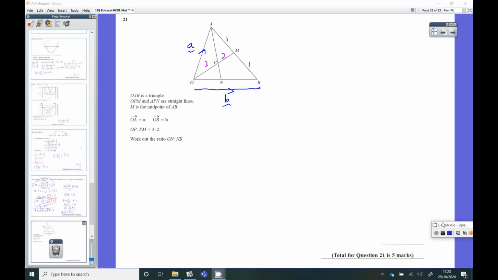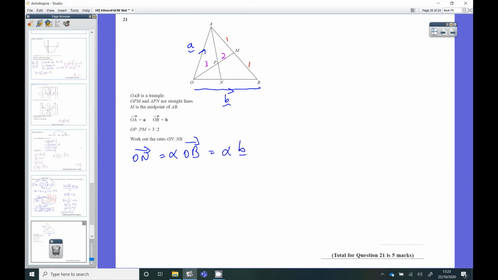Okay, now we're being asked to work out the ratio of ON to NB. Now what do we know about ON? So let's just think about ON. If we can work out what ON is, then we're most of the way there. Now what we do know about ON is that it is some unknown multiple of OB. Okay, let's go and call that some unknown multiple alpha. So it's some unknown multiple of the vector from O to B, and obviously the vector O to B is little b.